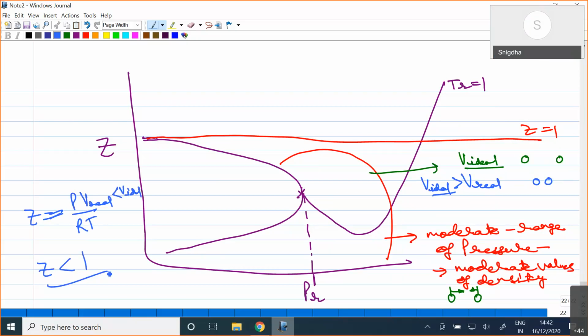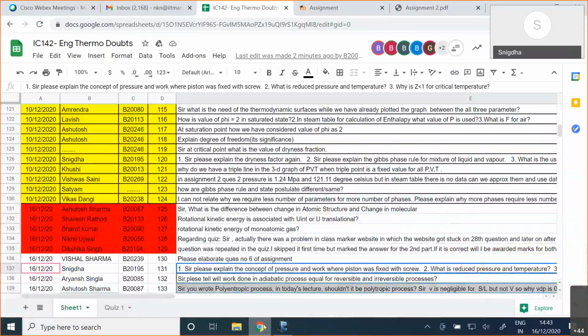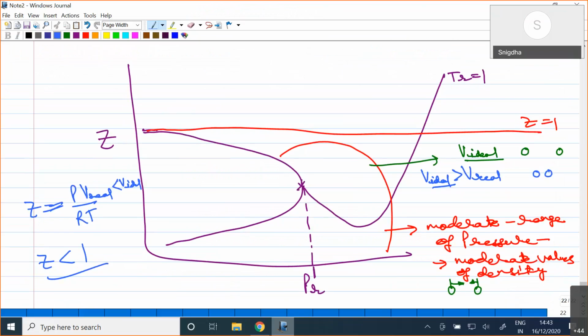Okay, then let me take up the next question. Other than that, I had another problem. Can you, sir, explain the part where we have calculated H for the compressed liquid? Okay, let me explain it.